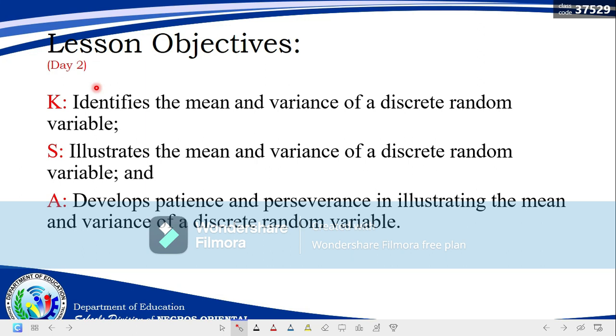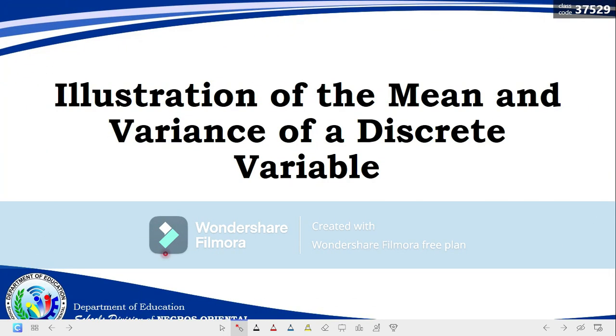At the end of this lesson, you are expected to identify the mean and variance of a discrete random variable, illustrate the mean and variance of a discrete random variable, and develop patience and perseverance in illustrating the mean and variance of a discrete random variable. So start. Illustrations of discrete random variable.